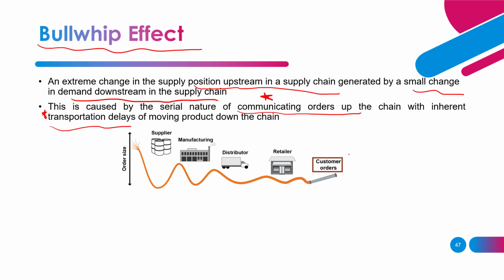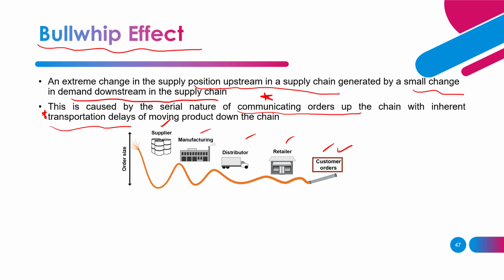As we know, a supply chain starts from supplier to manufacturer to distributor to retailer and the customer orders. Normally when we are talking about the effect of the downstream supply chain, we are considering the value chain from the customer towards the supplier.